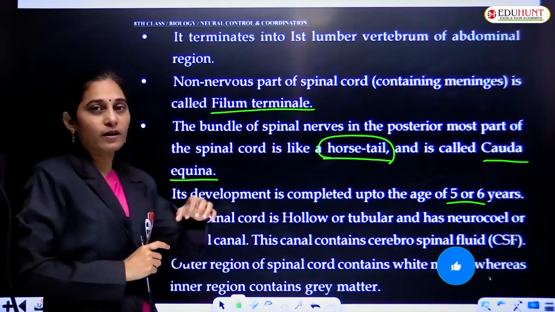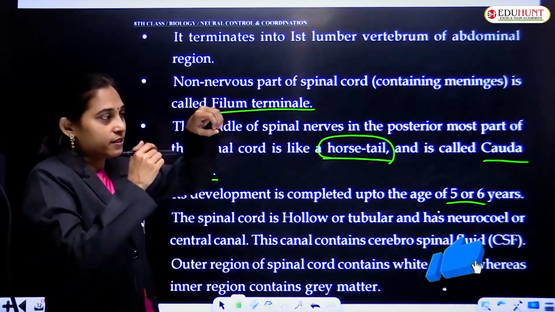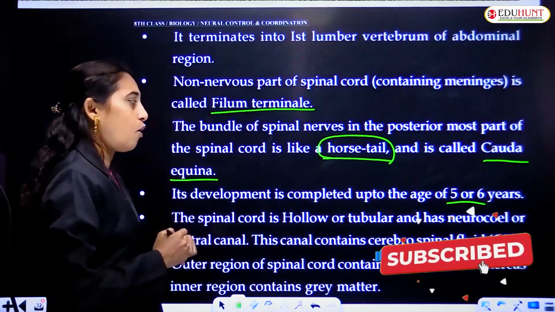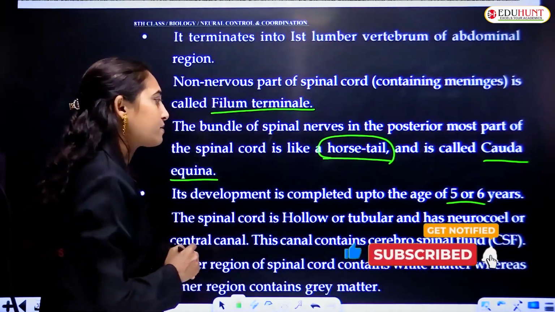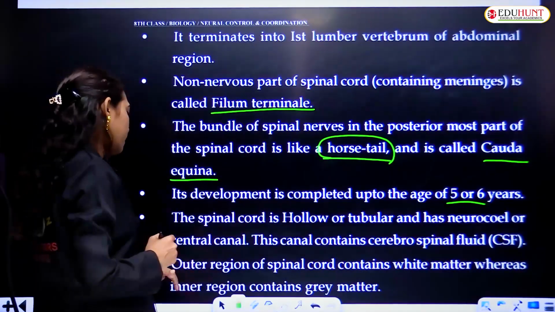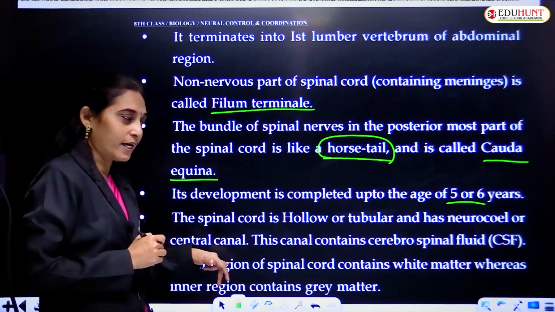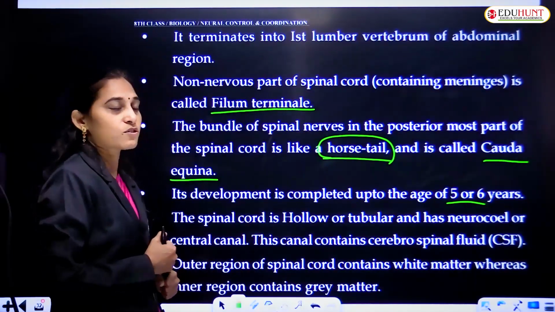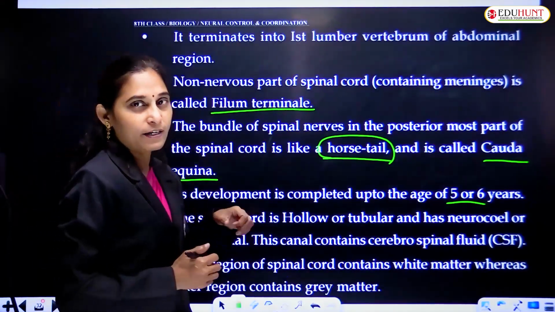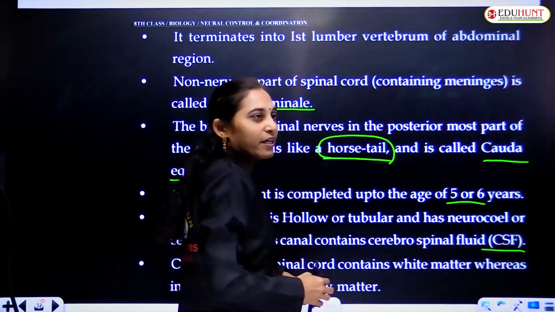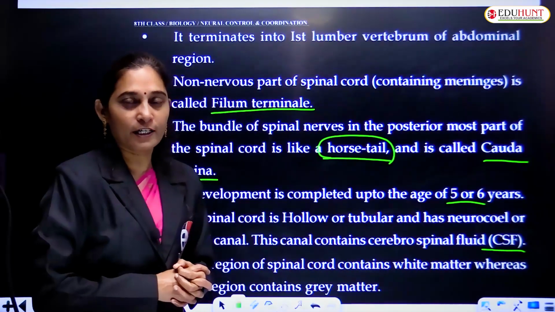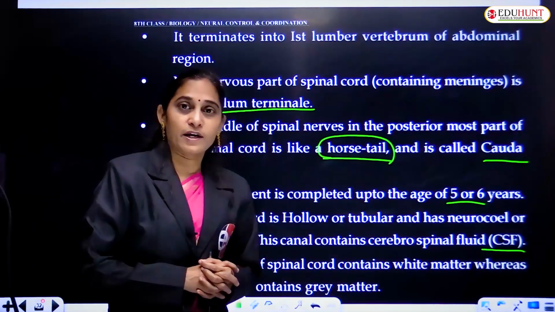And the spinal cord is hollow, as I mentioned. This is called the neural canal. It is hollow, tubular, and has the neurocele, or the central canal, or the neural canal. And this canal contains cerebrospinal fluid. We have seen the cerebrospinal fluid in the case of the brain also.